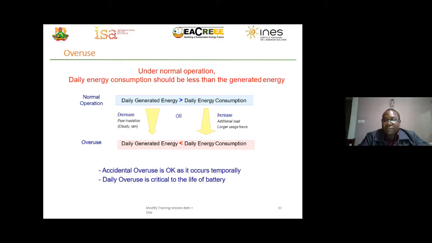So for an accidental increase in use, or just one or two days of decreased insolation, there is usually no big impact. But if this continues for a long time, then the life of your battery is in danger. It shortens your battery life. So daily overuse is critical to the life of your battery. So when you're designing, always factor in proper loading, and therefore a longer life of your system.